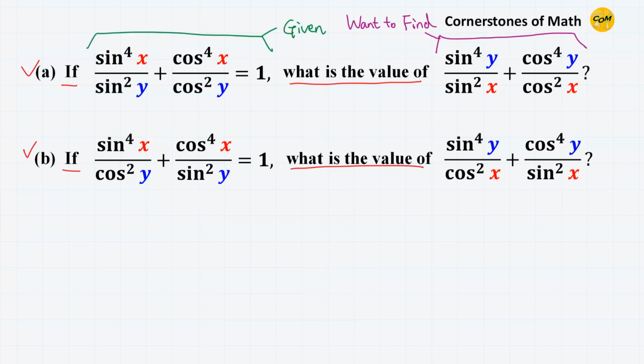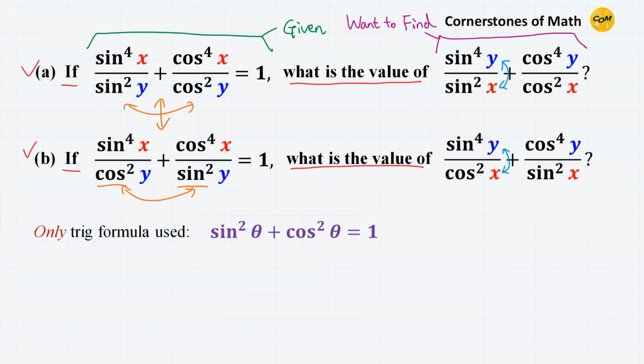Now these look rather complicated, but the difference between the given expressions and the expressions we want to find is that x and y are switched between numerators and denominators. And the difference between the first problem and the second problem is that the two denominators are switched. That is, sine and cosine are switched.